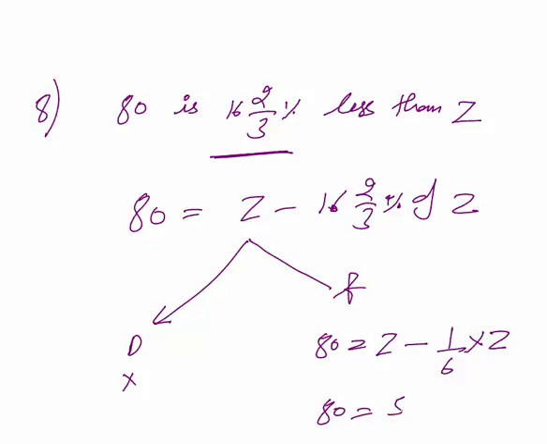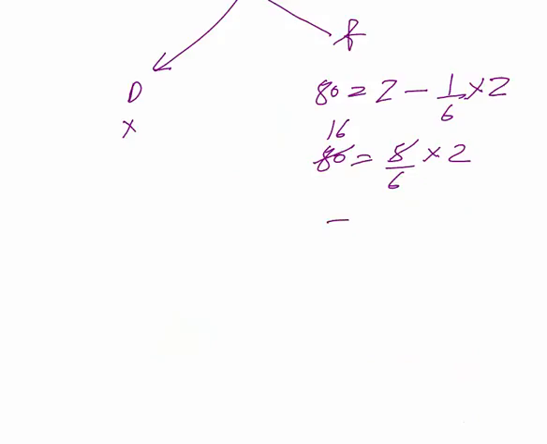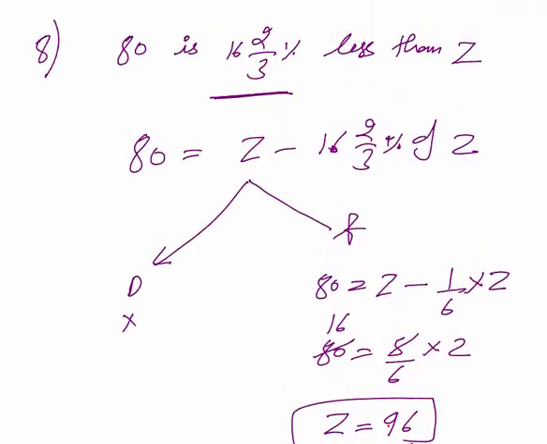Can I say z minus 1/6? This is 5/6 of z. Now 5, this is 16. So z would be how much? 16 times 6, 96. So z would be 96. So 96 will be our final answer. So that was all about percentage lesson 1.7. In this I have continued with percentage more and less, and this lesson will clear the basics of percentage more and less. Thank you.